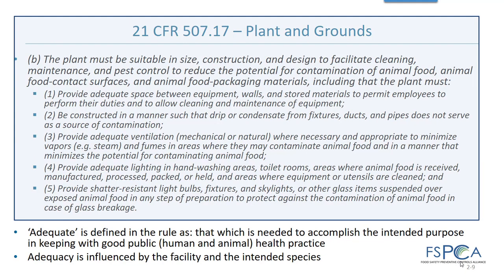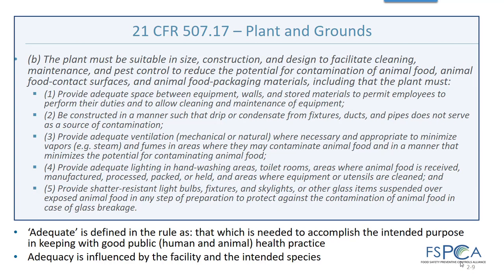The plant must be suitable in size, construction, and design to facilitate cleaning, maintenance, and pest control to reduce the potential for contamination of animal food contact surfaces and animal food packaging materials, including that the plant must provide adequate space between equipment, walls, and stored materials to permit employees to perform their duties and to allow cleaning and maintenance of equipment, be constructed in a manner such that drip and condensate from fixtures, ducts, and pipes does not serve as a source of contamination, and provide adequate ventilation where necessary and appropriate to minimize vapors and fumes in areas where they may contaminate animal food.